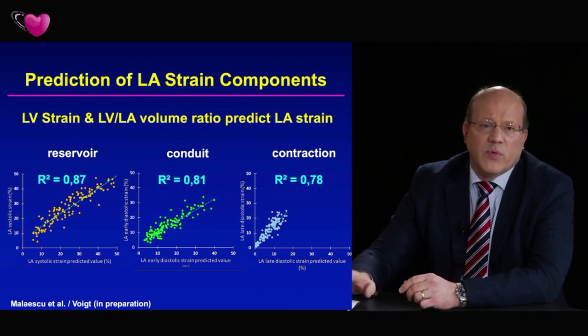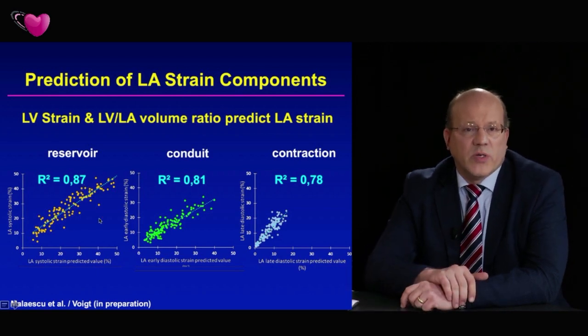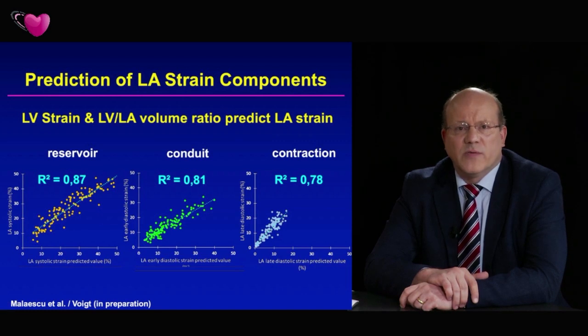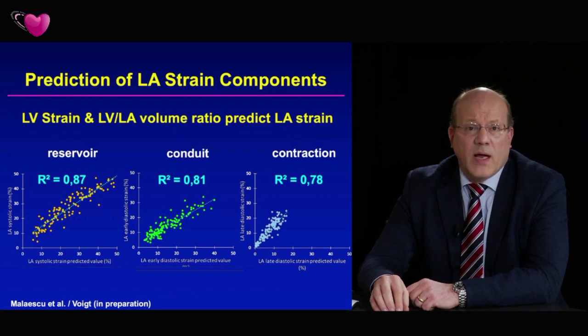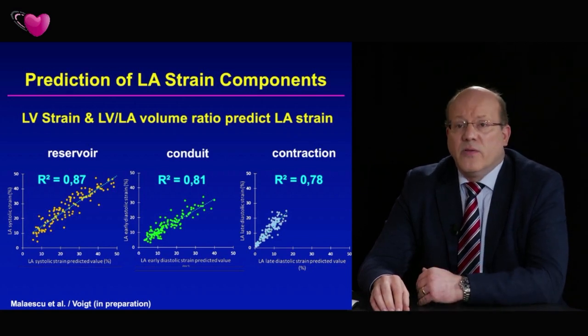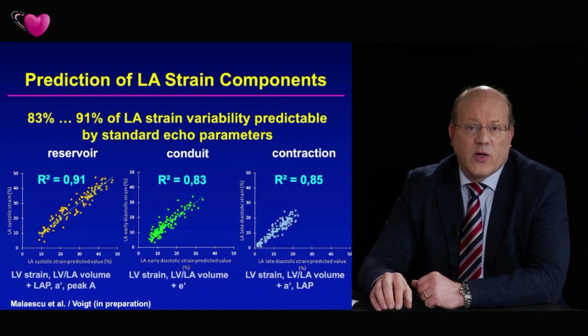These correlation factors tell us that the reservoir strain is to almost 90% determined by left ventricular systolic function. The conduit strain is to more than 80% determined by the conduit strain in the left ventricle, and the contraction strain in the left atrium is also to 80% determined by the contraction strain in the left ventricle. And what is remaining is then the potential added value on top of other echo parameters.